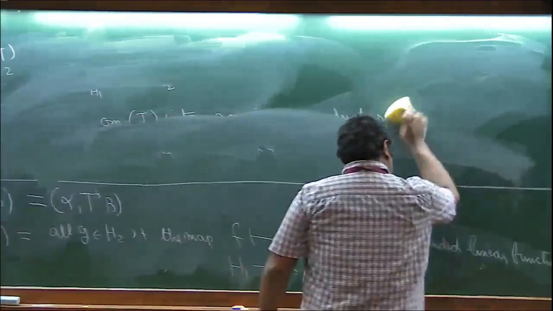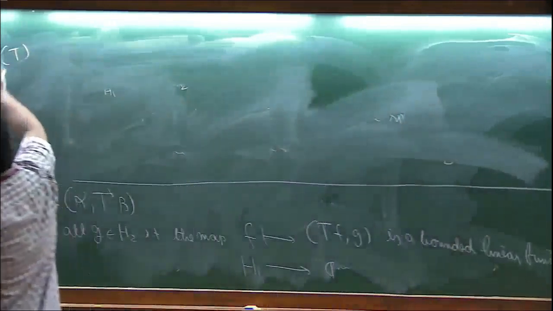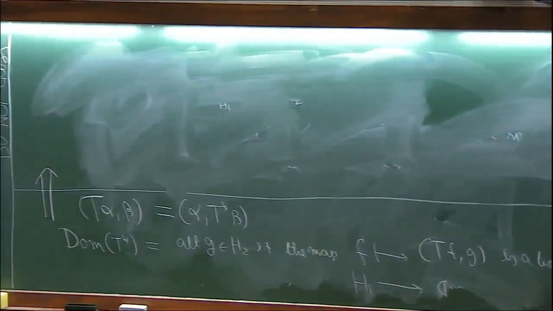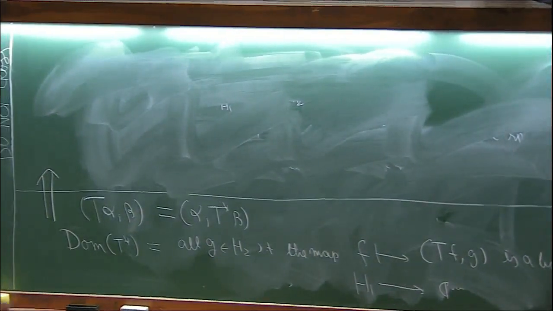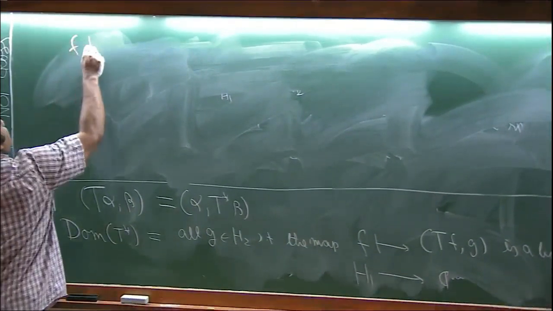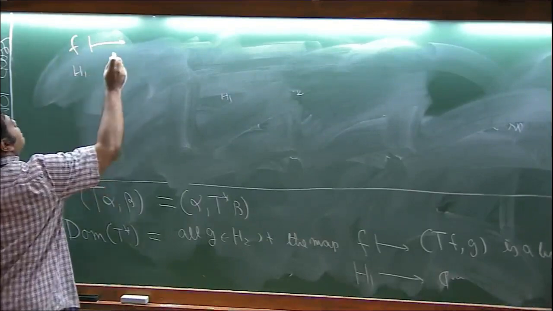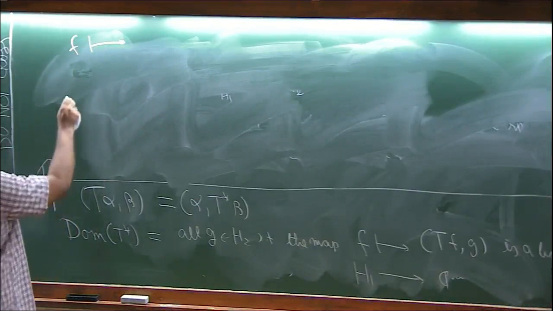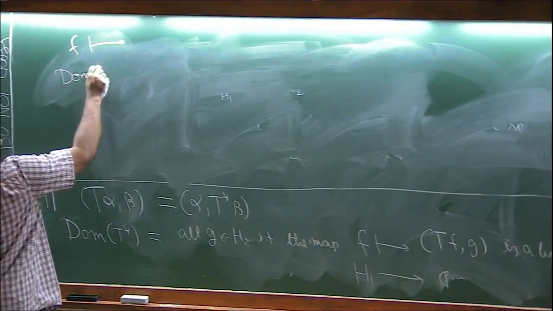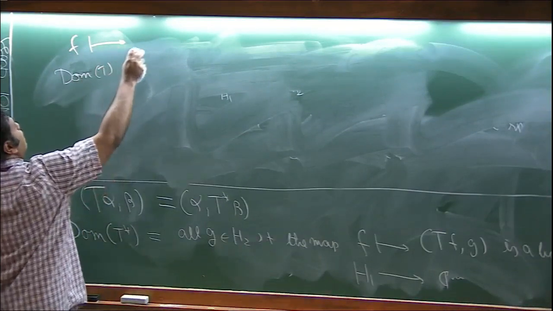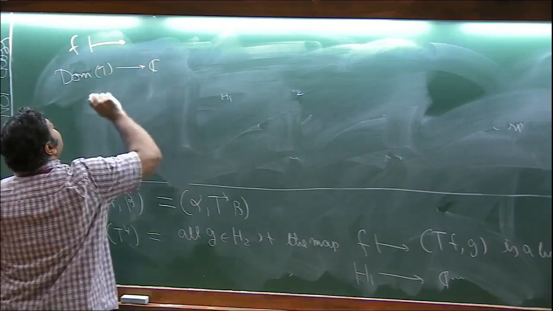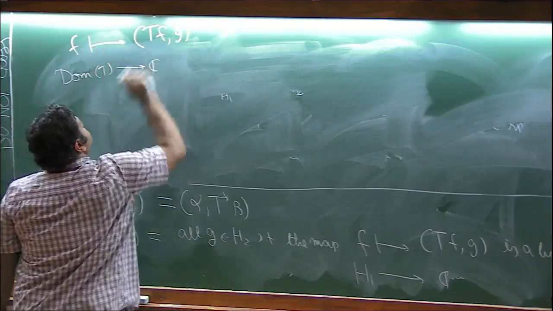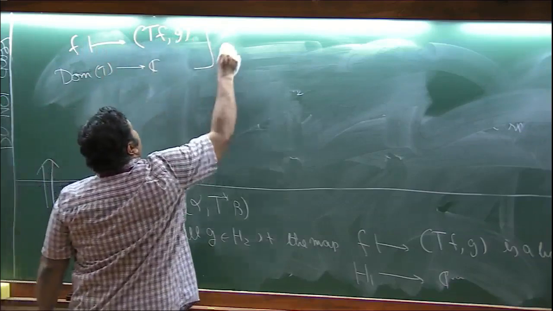So let's analyze what it means. What does this definition mean? So we have the map from H1, or even better, I should say, domain of T, which is a dense subspace of H1, into C, given by f goes to (Tf, g). So this is bounded by hypothesis.